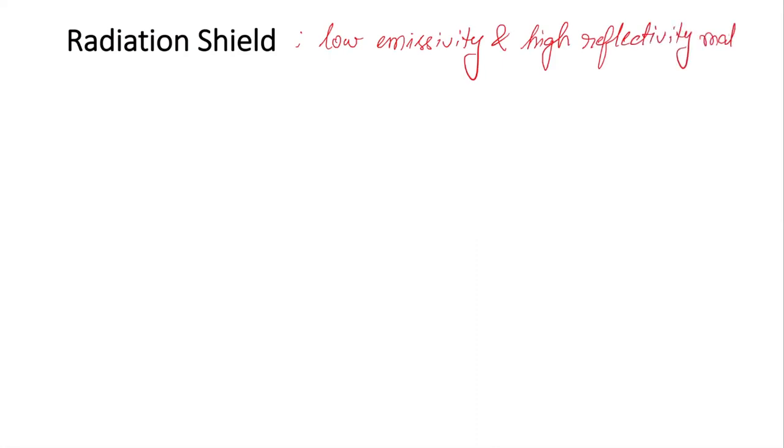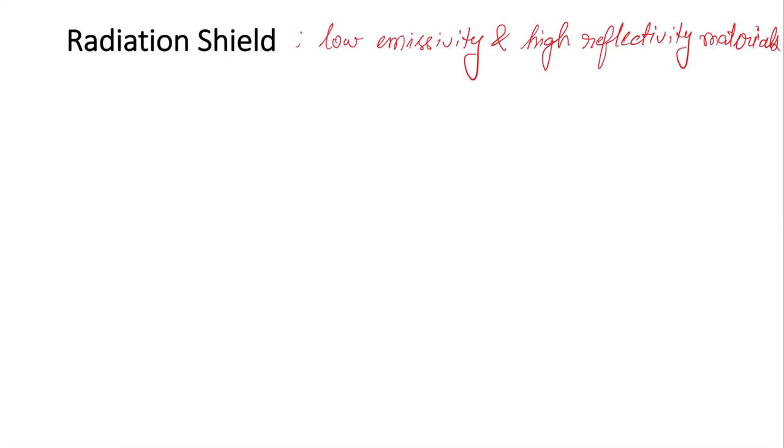So what are radiation shields? How are they constructed? So radiation shields are nothing but again some planar surfaces, and they tend to have low emissivity and high reflectivity. So they are made from low emissivity and high reflectivity materials, and that will reduce the net radiation between the two surfaces.